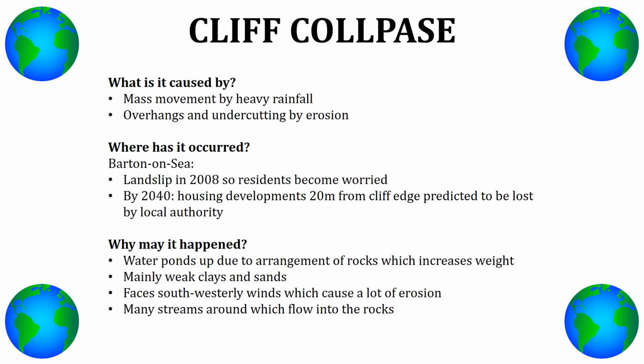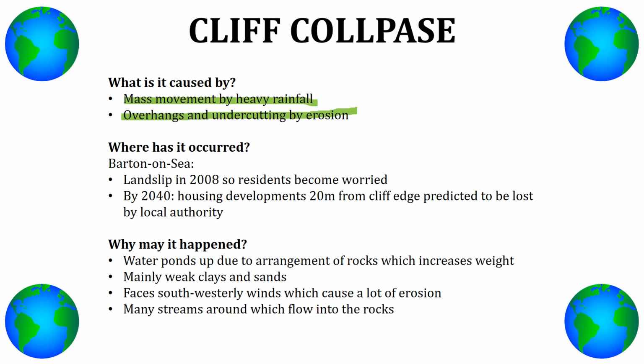So, moving on to cliff collapse, you need to know 2 ways as to how it's caused. First, mass movement by heavy rainfall. As you can imagine, you've got a permeable rock. It rains a lot. It soaks in because it's permeable. It adds to its weight and it collapses. And secondly, overhangs and undercutting by erosion. As with wave-cut platforms, a lot of erosion occurred at the foot of the cliff, which is known as undercutting, and it resulted in overhangs of rock which collapsed. Fairly simple, that's how it's caused.